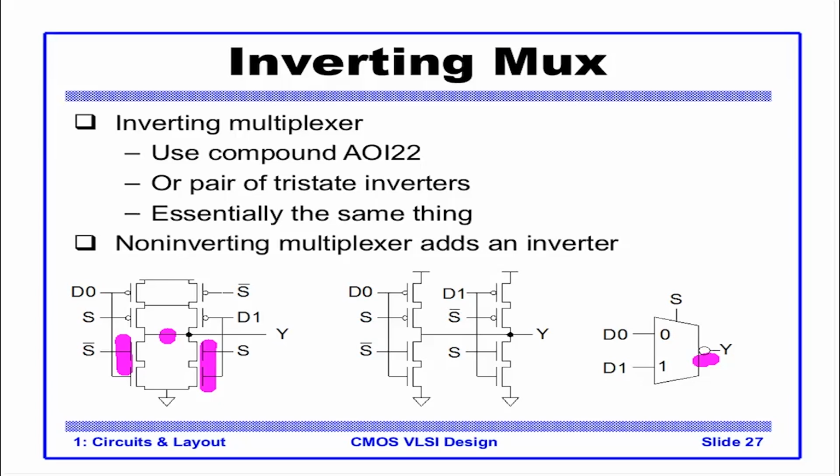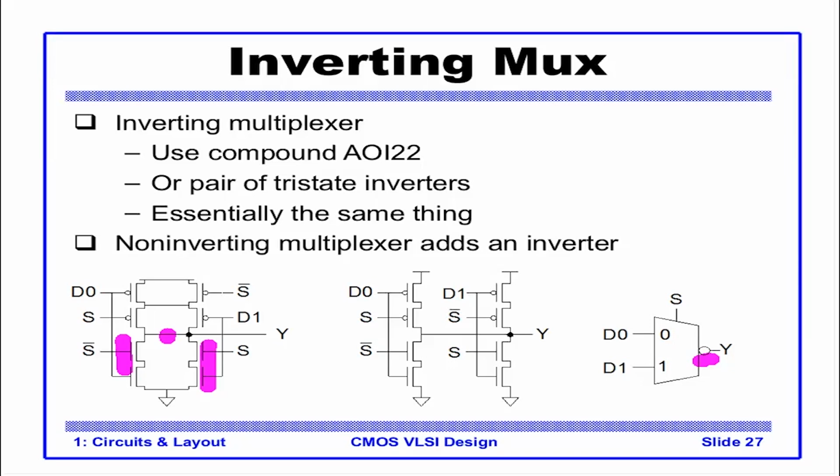Earlier the inputs were A and B. Now they are D0 and D1. This is the first case. Or what we could do is we could use a pair of tri-state inverters. We saw that this is the construction of tri-state inverters.